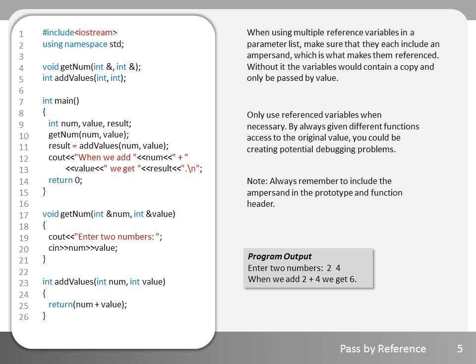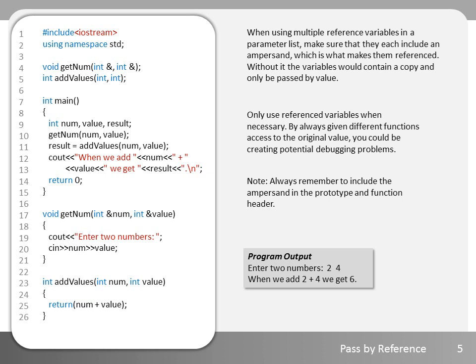One thing that I want you to notice is that in the addValues function, the variables are not referenced. This is because the values are not going to be altered in any way. So, if it's not necessary, don't give permission to alter them. It will create potential debugging problems later.